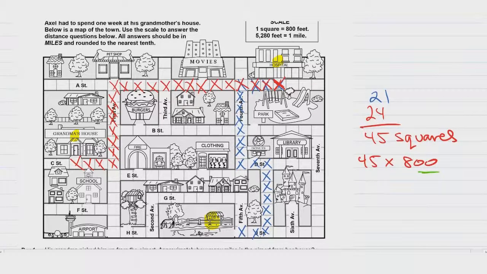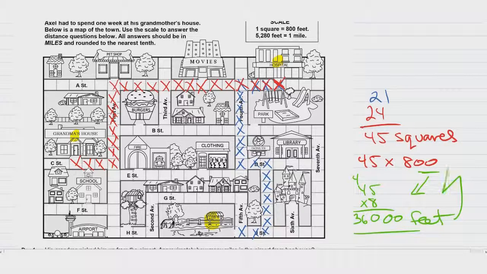I don't worry about those two zeros, so I just do 8 times 45. 8 times 5 is 40. Carry the 4. 8 times 4 is 32, plus 4 is 36. And then I put back in these two zeros, and I get 36,000 feet. And then we have to come up here and find out how many miles are in those feet.